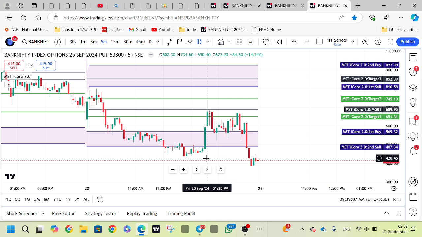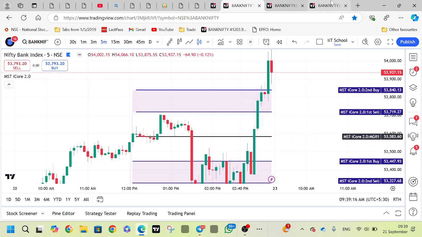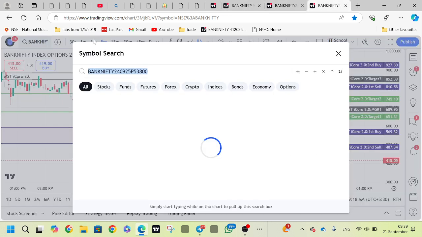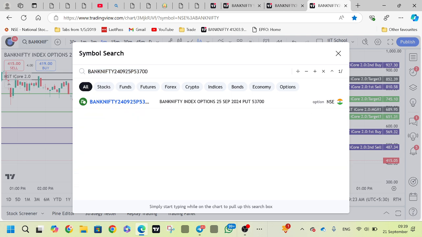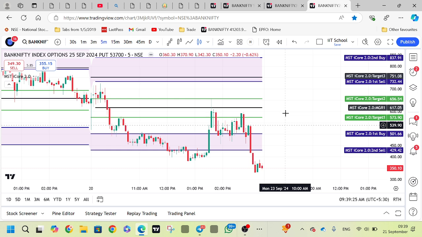So here this is the entry at 135 something, and perfectly buy got activated and targets hit. Okay, 53,700 we are supposed to take. I have taken 800. That is why the movement is very less. Whenever you go out of the money, the movement will be very less.